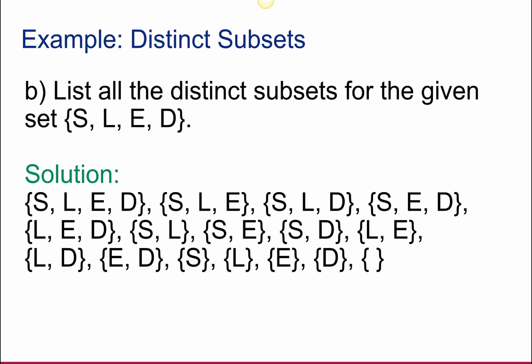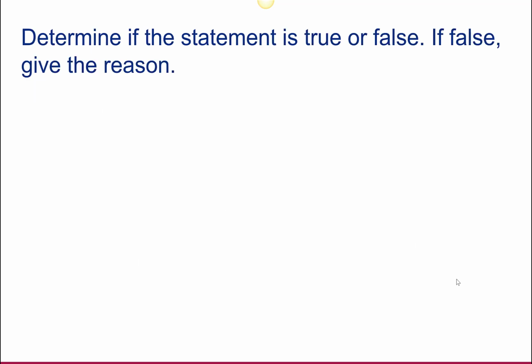So in our solution, we first see the set with all 4 elements, then we see the subsets with 3 elements each, then the subsets with 2 elements, and finally 1 element, and then finally, again, the null set is going to be the subset of every set.